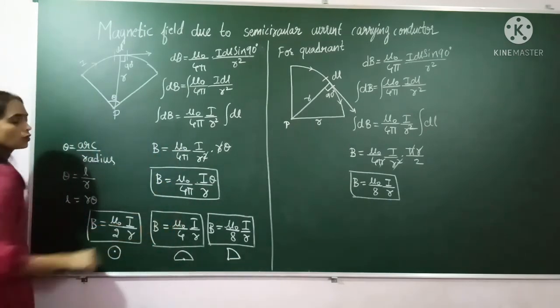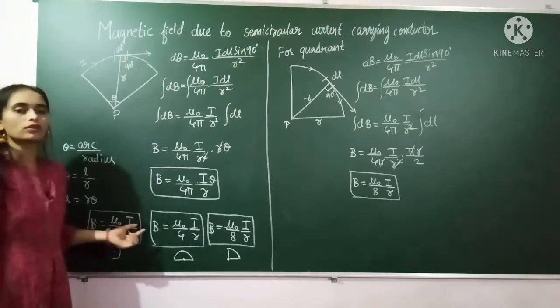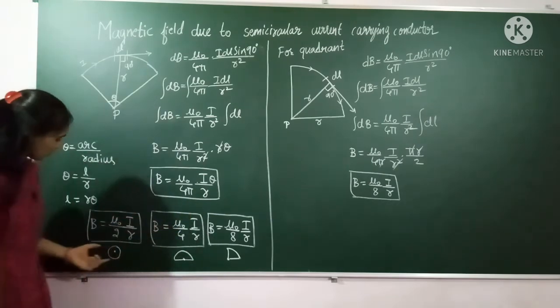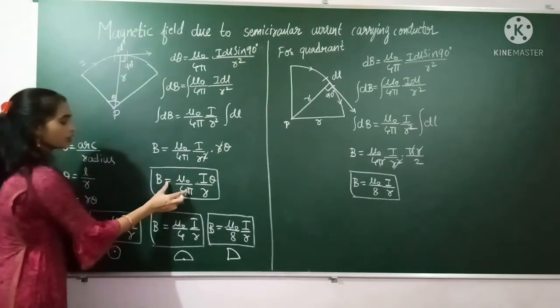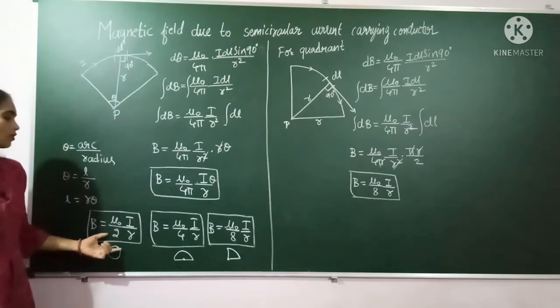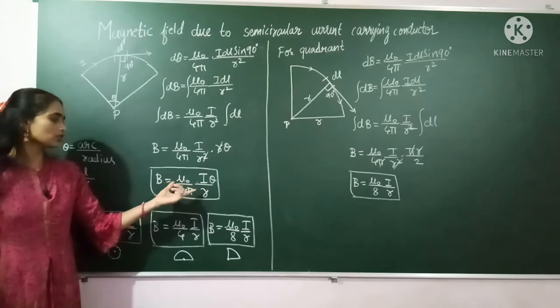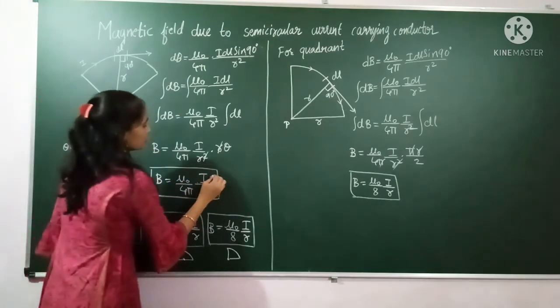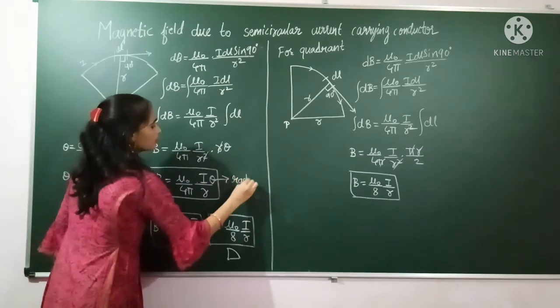So you have to remember these formulas to calculate the magnetic field for the different cases: circle, semicircle, and quadrant. And this equation is for the general arc. If you remember this one formula, we can calculate these two values also. This is our general equation. Here the theta value is in terms of radians, not degrees.